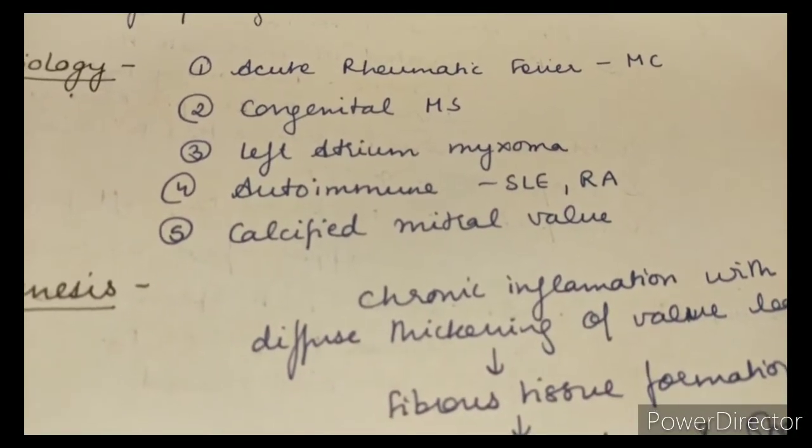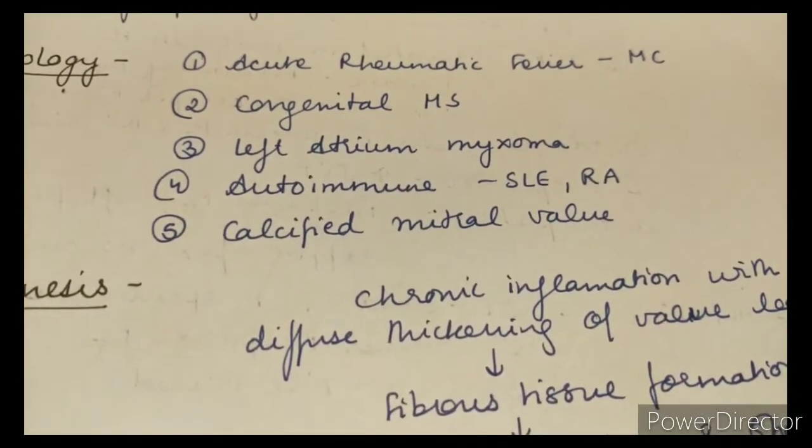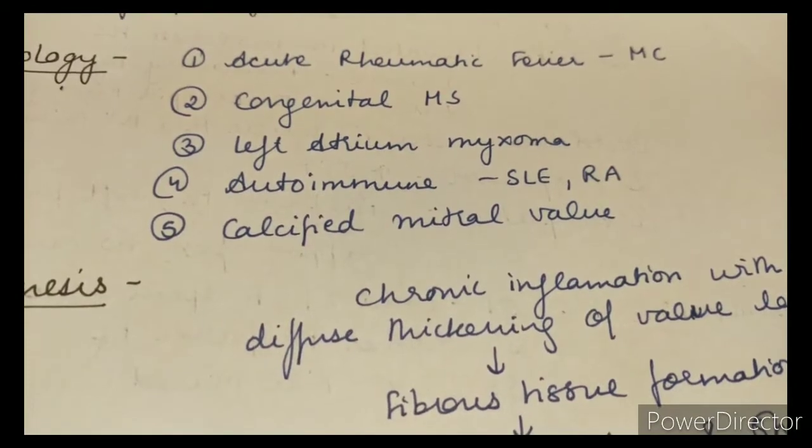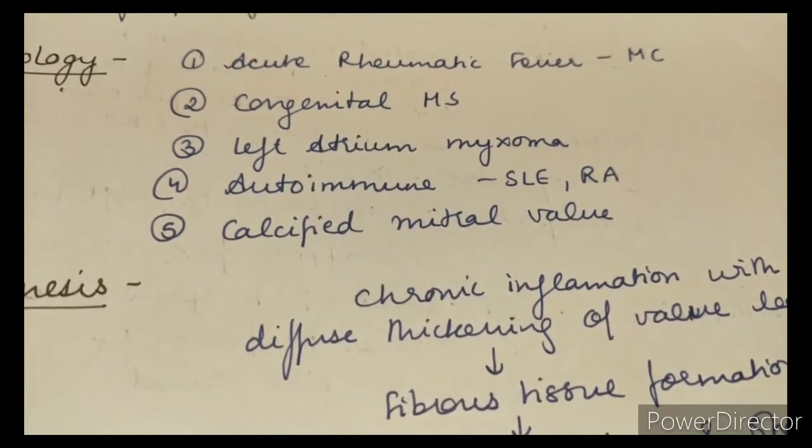The second most important cause is congenital MS, that is, congenital mitral stenosis. Third is left atrial myxoma. Fourth is autoimmune diseases like systemic lupus erythematosus and rheumatoid arthritis. And fifth is calcified mitral valve.